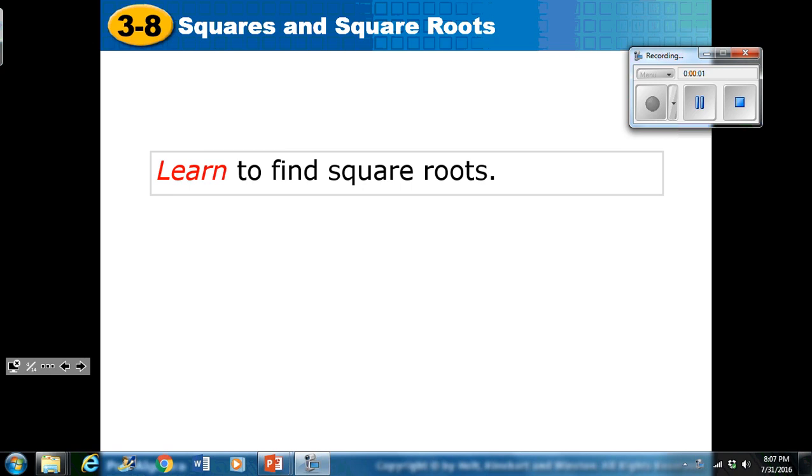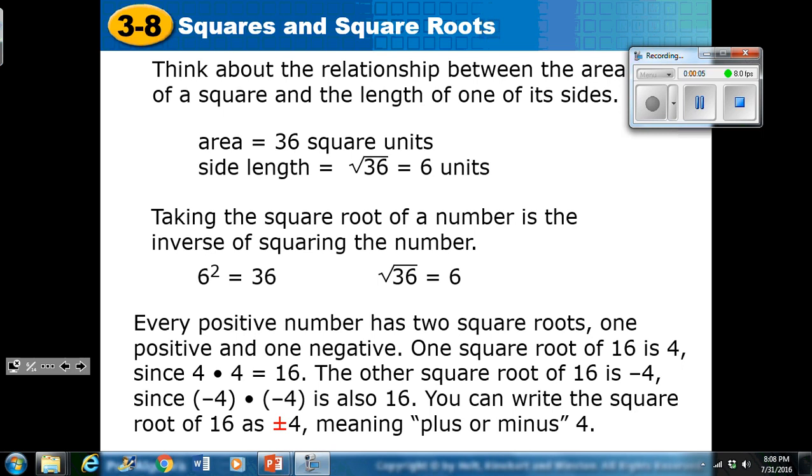Lesson 3-8, Squares and Square Roots. Okay, let's focus on the bottom of this slide. Every positive number has two square roots, one positive, one negative.